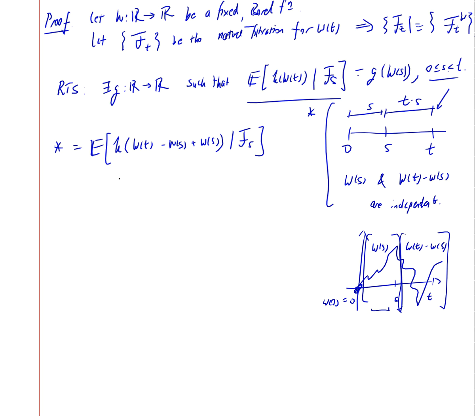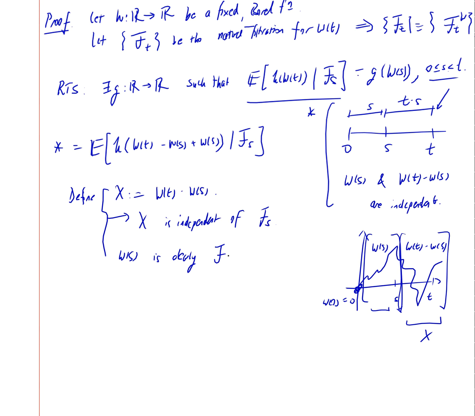So I can use that fact and define x to be this increment here. So let's define x to be wt minus ws, right? And we know that this part isn't fs measurable, but it is independent of this filtration. So we know that x is independent of the natural filtration up to time s, and then we know that ws is clearly fs measurable.